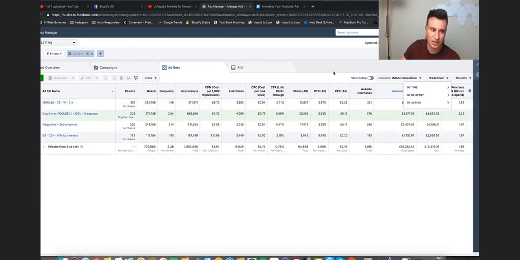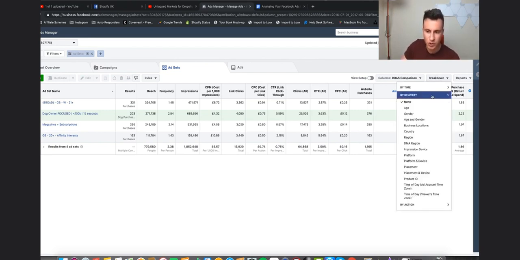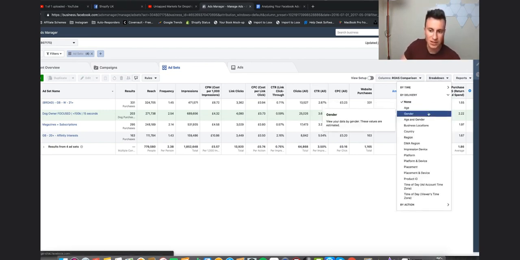In fact, I'll clear all the breakdowns. So this is for select ad sets that have spent the majority of the money for me. And what I'm going to do then is pretty much just find out where that money is coming from, so I can then narrow it further down and spend all of that budget on the most profitable brackets. So we want to go by delivery, and then most commonly it's the gender, which is the first one.